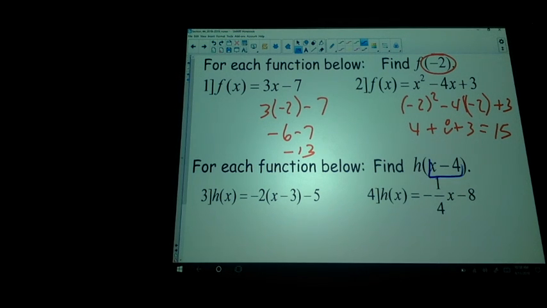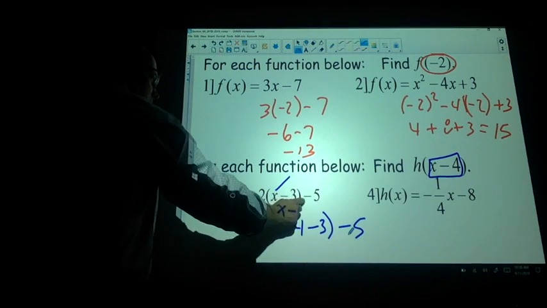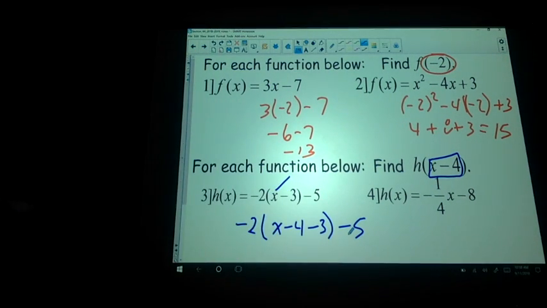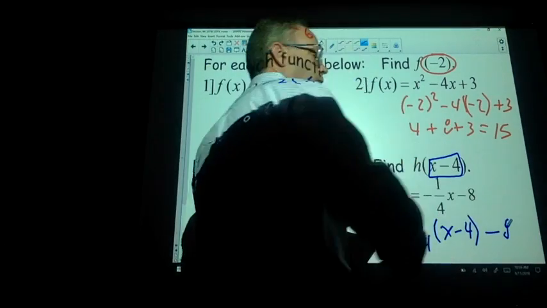Now here's where it gets a little trickier. See this? That gets plugged in entirely here. Did you see what I did? There had been an x here. I replaced the whole thing with x minus 4. I still have the -3, I have the -5, and the -2 up front. And then same thing with this one. Again, I just replaced my x with x minus 4.